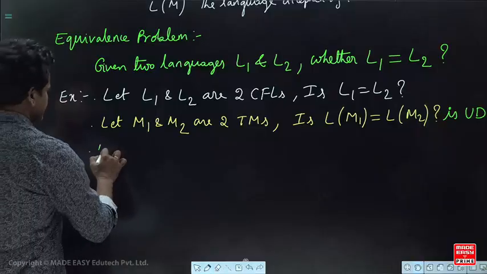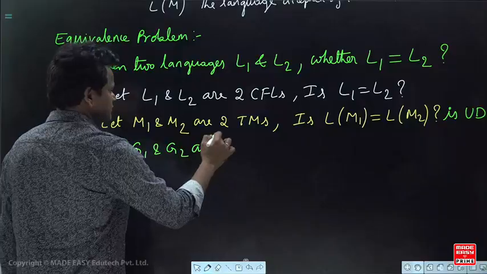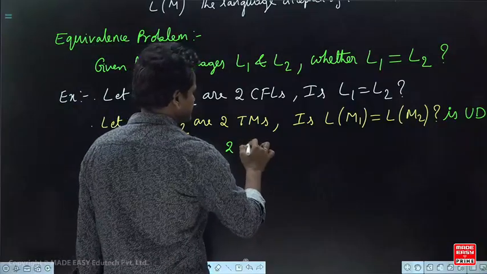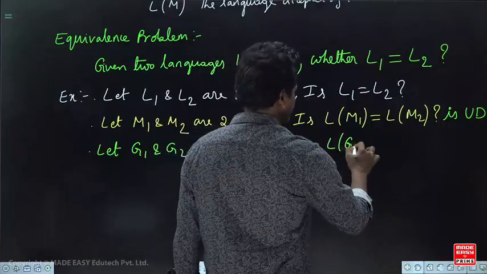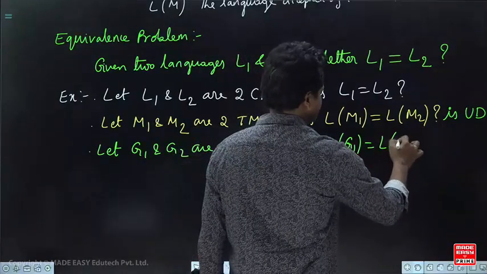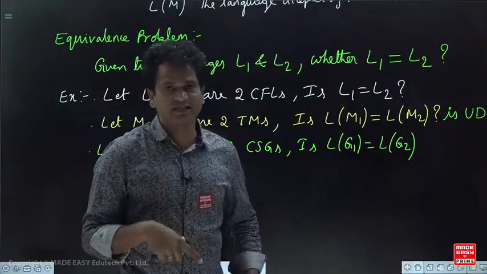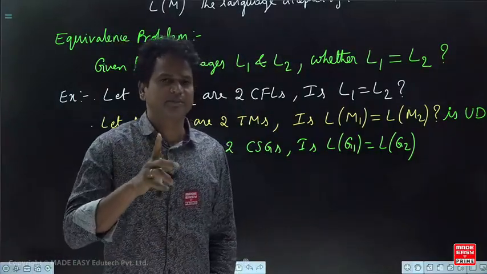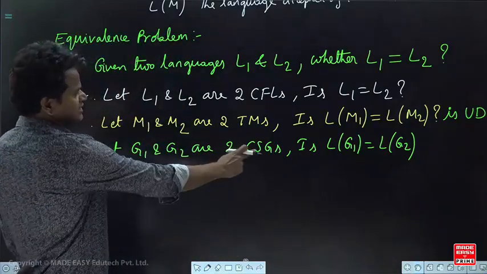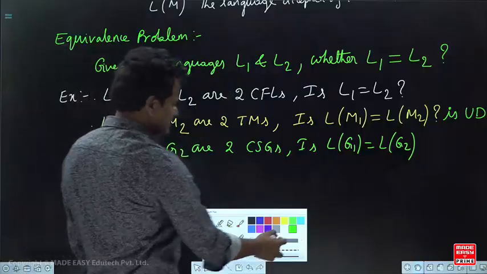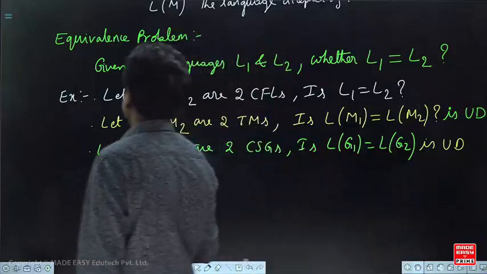Let G1 and G2 be two context sensitive grammars. Is L of G1 equal to L of G2? Context sensitive languages and recursive languages are decidable only under membership, and no other problem is decidable. So for context sensitive grammar, equivalence is undecidable. Are you following? So this is about equivalence.